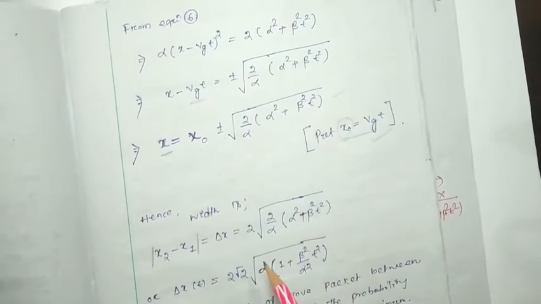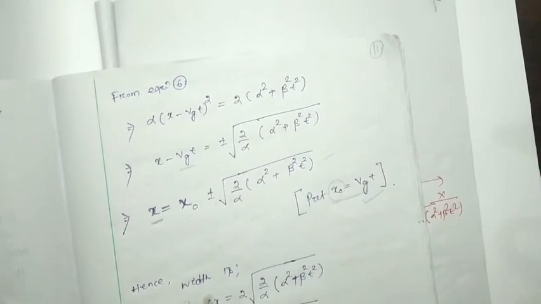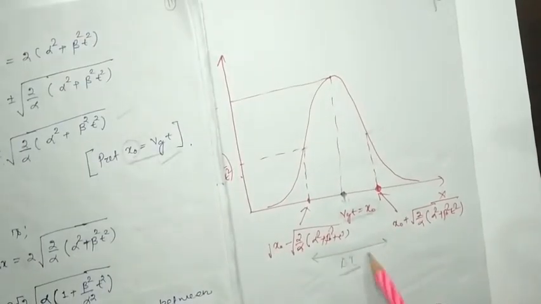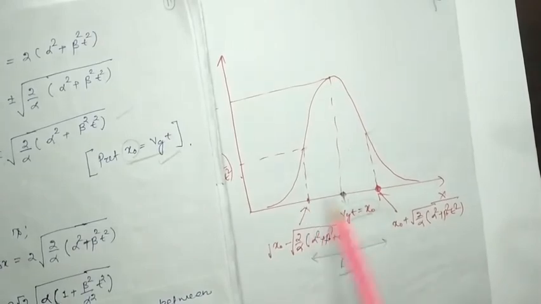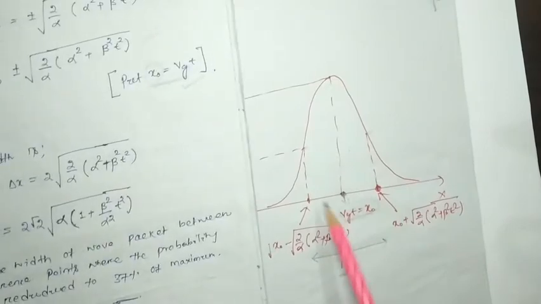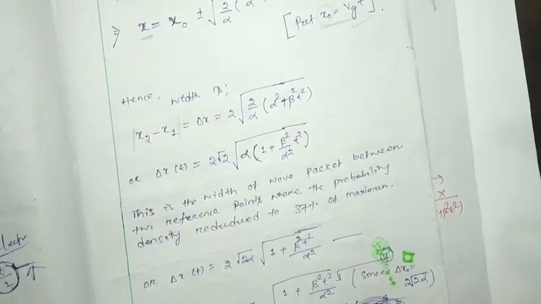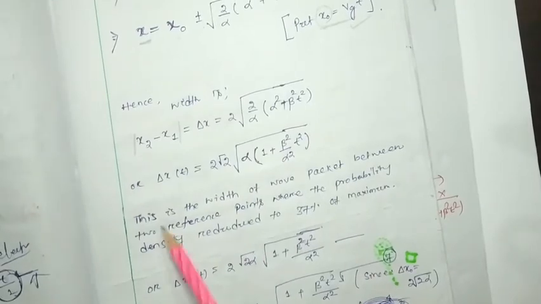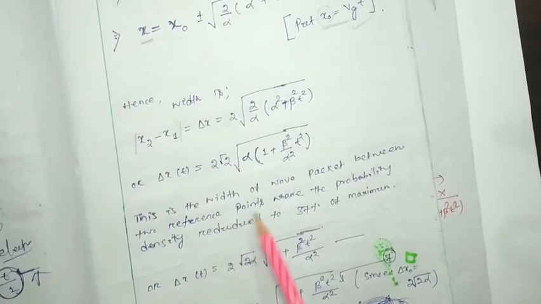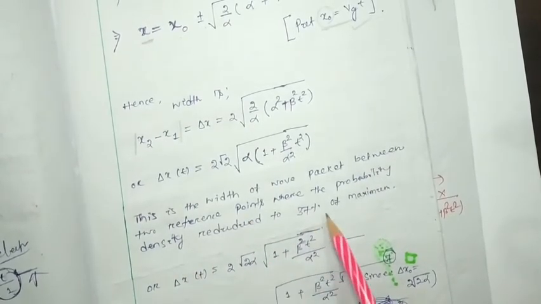Okay, simple. This much minus this much, you are going to get the del x, meaning this length from here to here between two reference points. So this is the width. Okay, so this is the width of the wave packet between two reference points where the probability density reduced to 37% of maxima.